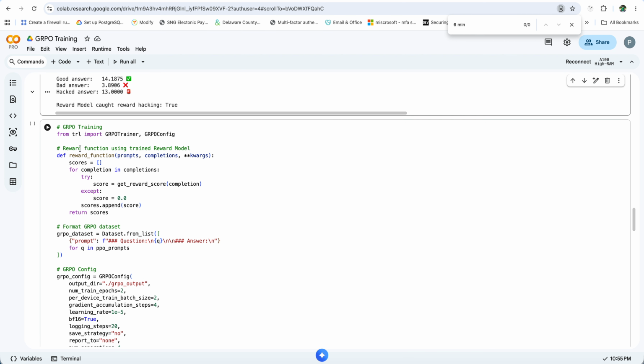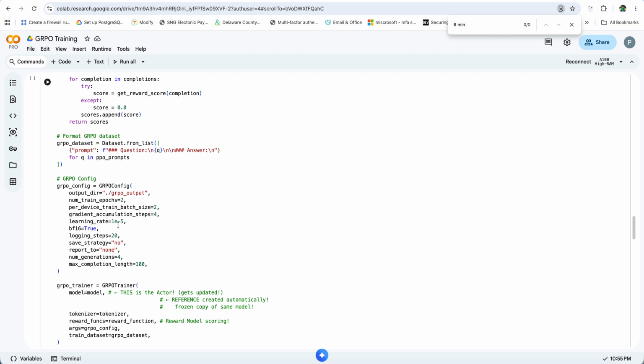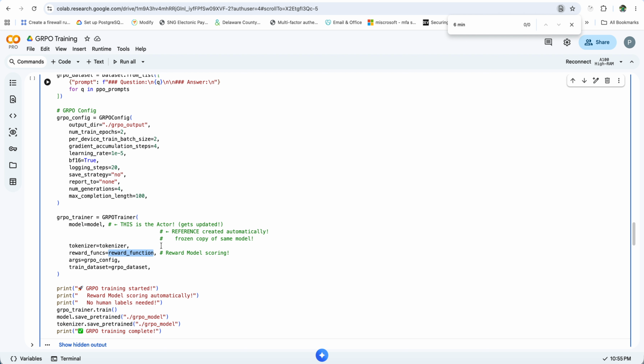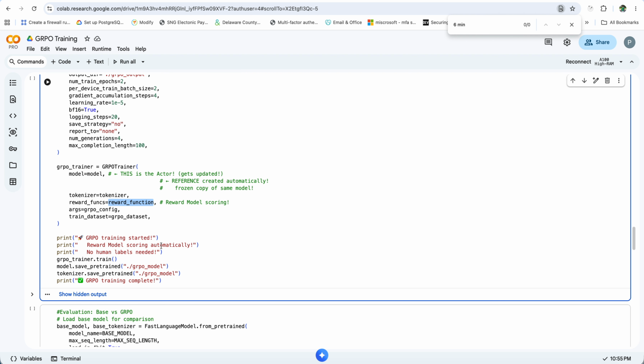The next thing is the GRPO training. As I mentioned, GRPO works with two models, the reward model and the actor model. So here is the GRPO trainer. The flow is like this: the actor generates the response, it generates four responses, and the reward gives the reward. This is the actor, then this is the reward model. We are using the reward function to create the rewards for those, and here we are doing the training.